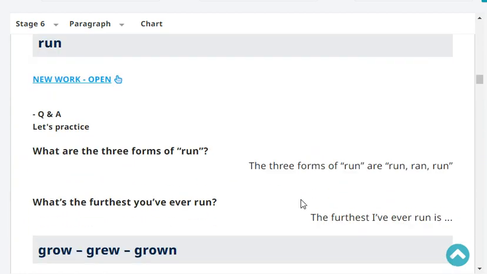What are the three forms of run? The three forms of run are run, ran, run. Very good. What's the furthest you've ever run? The furthest I've ever run is 3 kilometers.